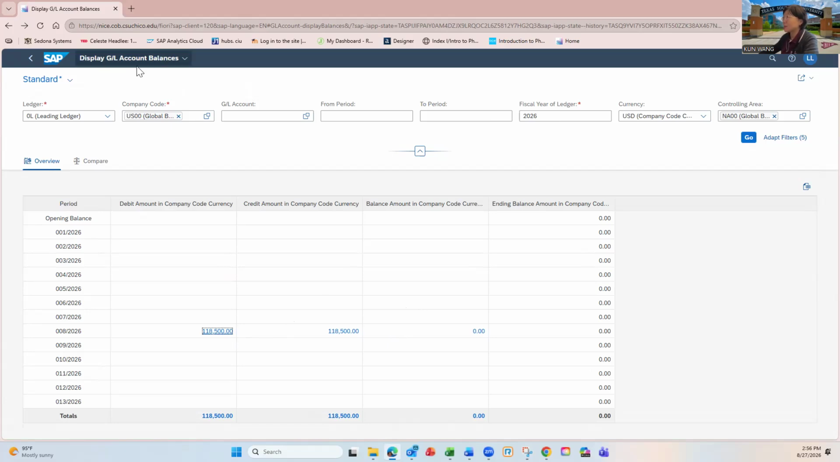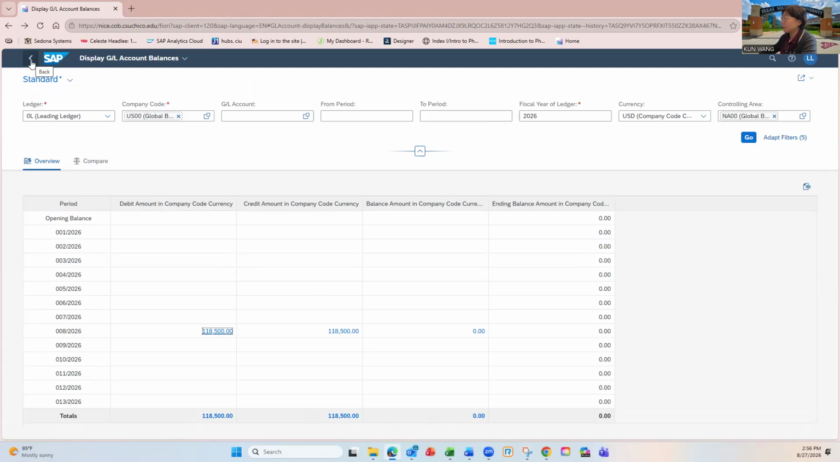Okay, so this is display GL account balance, and this is very timely. You can check the balance anytime during the month, during the year. Rather than when you do the manual work, we couldn't really get the trial balance until we finished all of the monthly job, right? Before adjustment, after adjustment. So it is really an automatic, readily available tool for us.